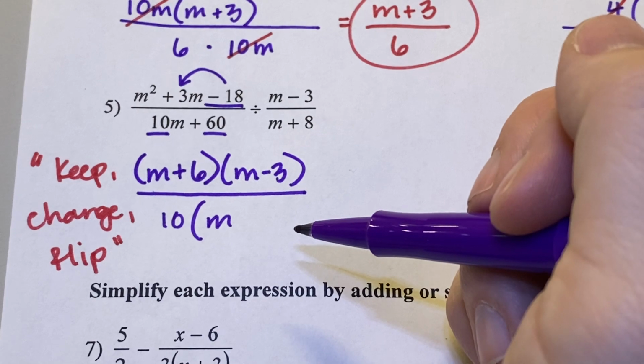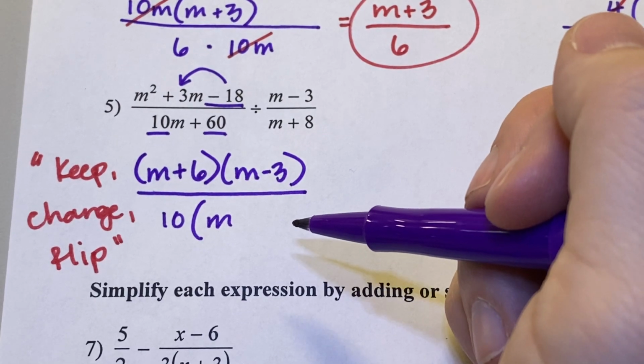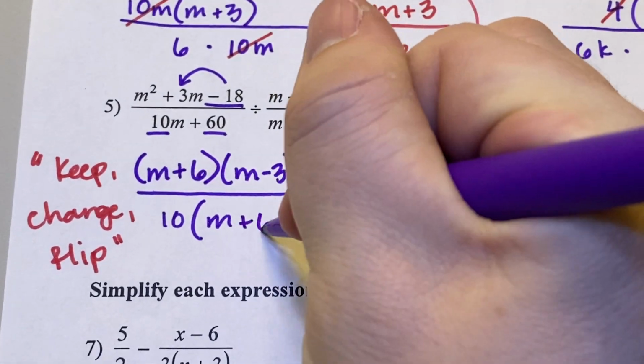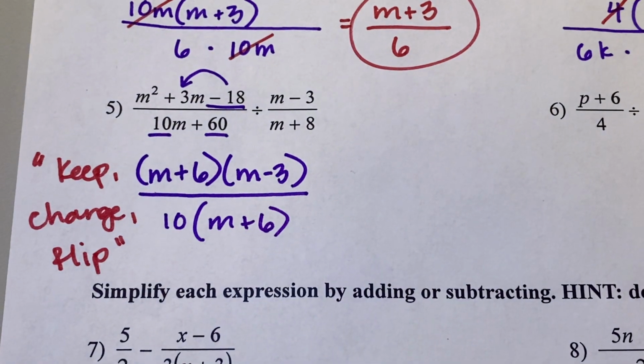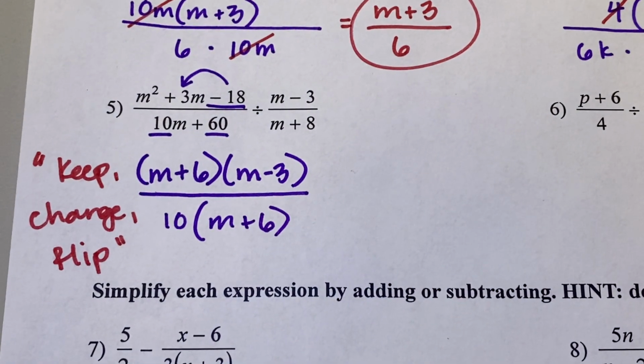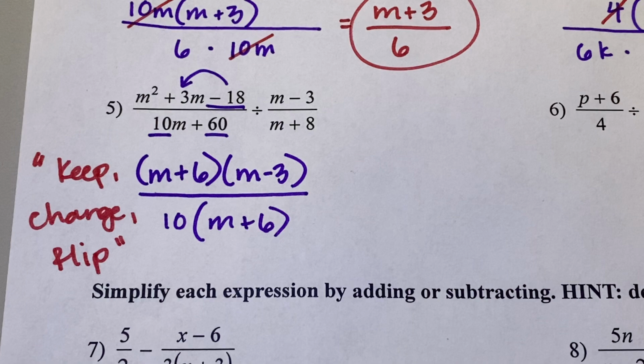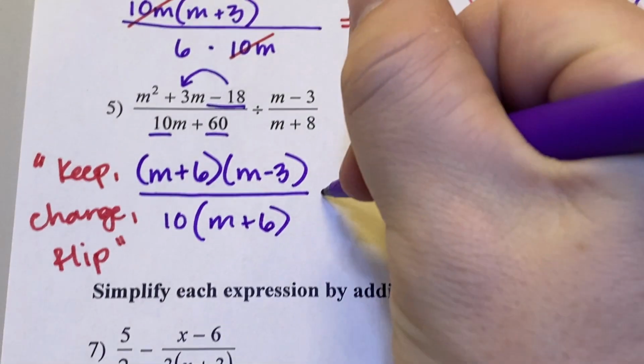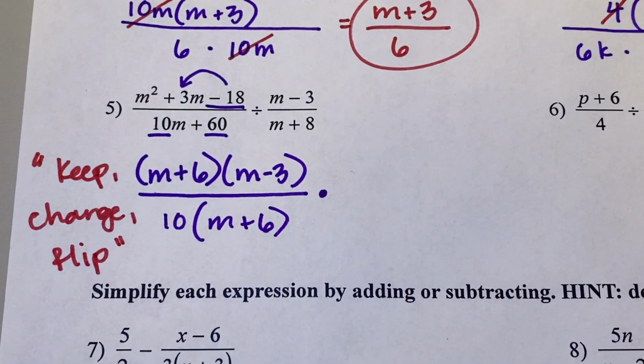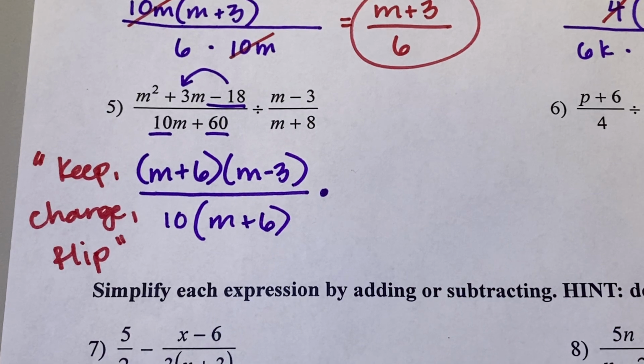Whoops, I just said it. 60 divided by 10 is what? Positive 6. Okay, so we kept the first fraction. All we did was factor where we could. Now we change. It changes from division to multiplication.